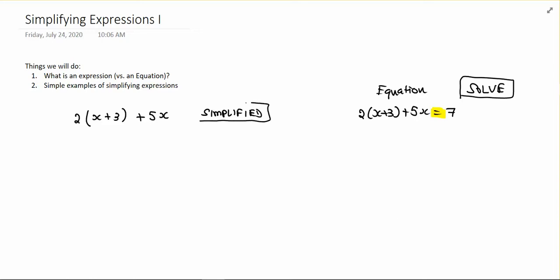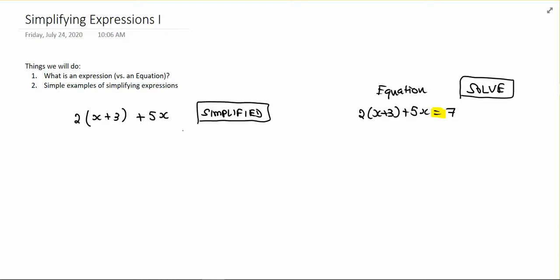Okay, and the reason I'm making a big deal of this is I will often see students, when I ask them to simplify an expression like this, throw an equal sign into the problem and solve it. Well, it didn't start with an equal sign, so it shouldn't get an equal sign. So this one here is simplified.